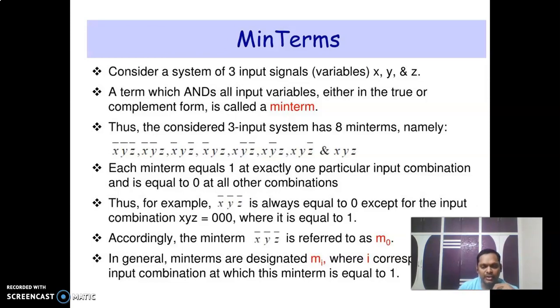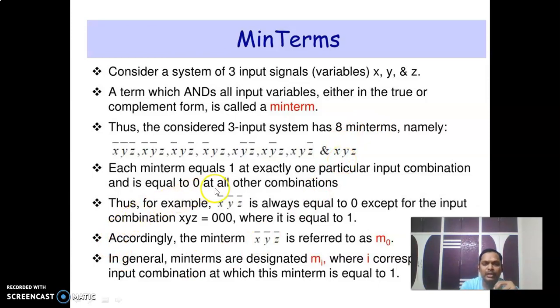That means if it has 3 input variables, 3 meaning x, y, z, these 3 input variables take the values from 0, 0, 0 to 1, 1, 1. That means a total of 2 power 3, 8 minterms. Based on the input 0, 0, 0, we consider that as x bar, y bar, and z bar, like that. If it is all 1, it is x, y, and z.